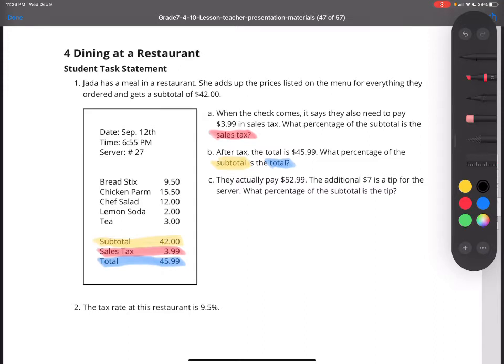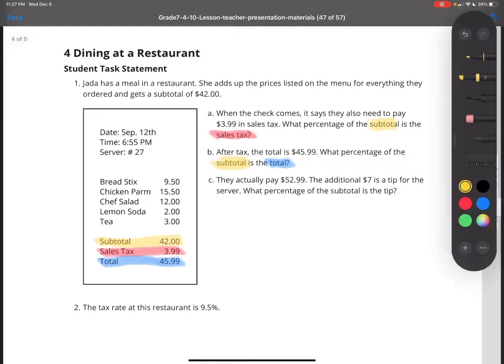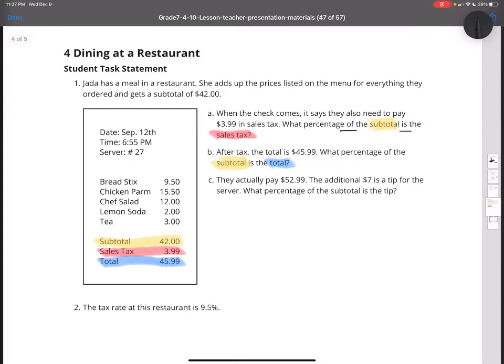All right. So for A, now let's go back to the problem. It says, what percentage of the subtotal is the sales tax? So I saw subtotal. Let me highlight that. And I see some keywords that we learned about in our previous lesson, which is "of" and "is." Okay? So I'm going to write that down. Is over of, percent over 100. And the question is asking what percentage.